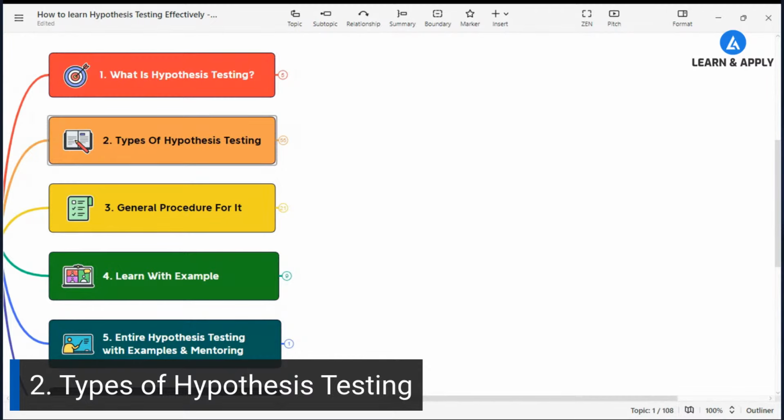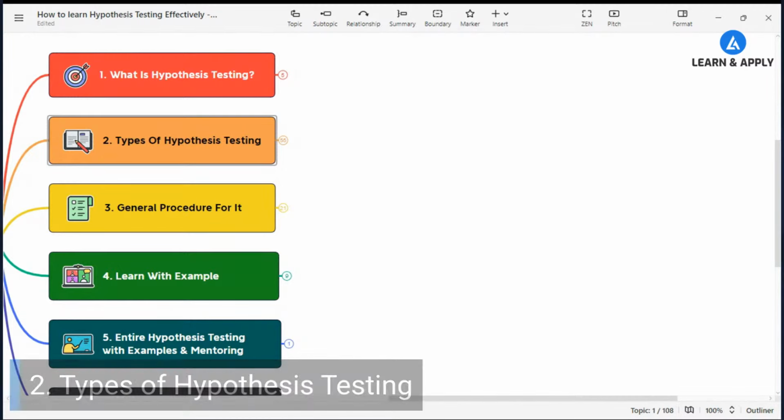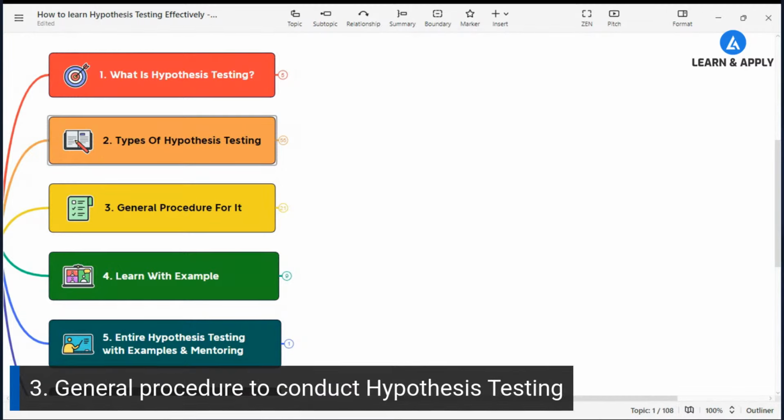Great. Now let's go to the third part. If you want to perform hypothesis testing in real life, we need to follow some procedure. So what is that procedure? Let's go into the detail of it. After that, I will explain with the help of an example how we can perform that in Excel as well as in Minitab. So let's understand the general procedure to conduct hypothesis testing.